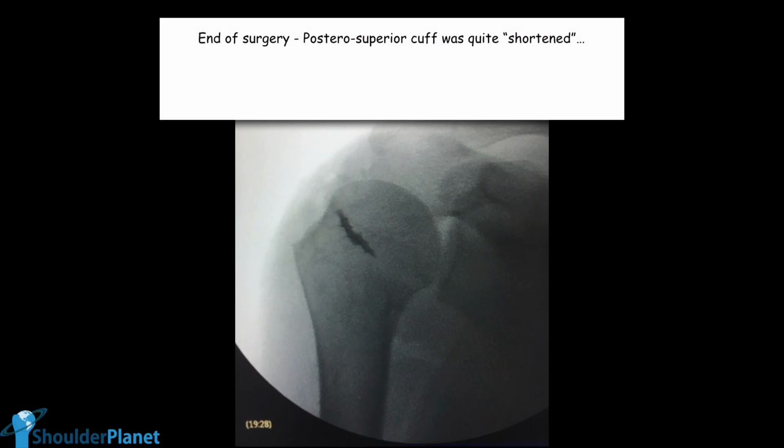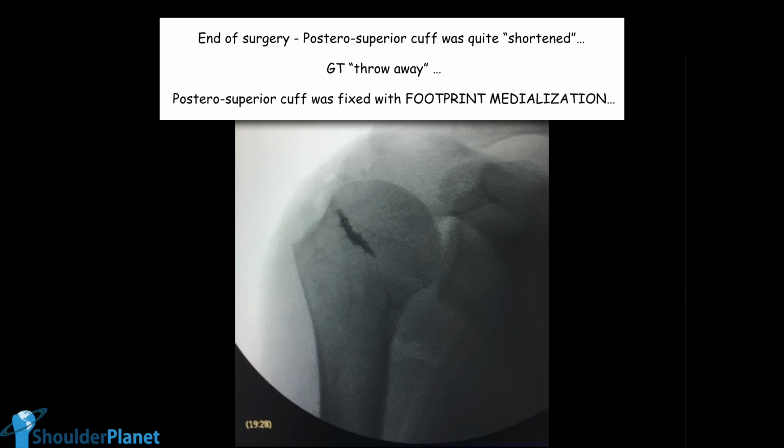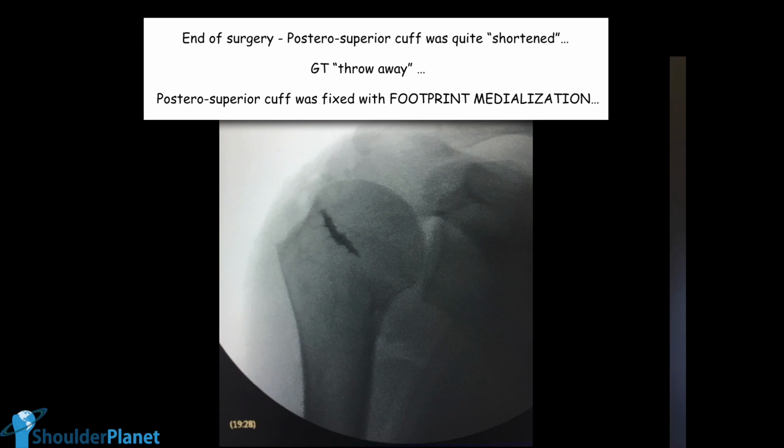So as I was expecting, the posterior superior cuff was quite retracted and shortened. I tried to do a lot of releases, as we do in chronic rotator cuff tears arthroscopically. I have experience with that, as all of us have too, and I could release it a few millimeters, but as I was expecting, at the end of the surgery, I threw away the greater tuberosity piece, and I fixed the posterior superior cuff with footprint medialization, which is something I love to do arthroscopically whenever needed in chronic and retracted big rotator cuff tears.